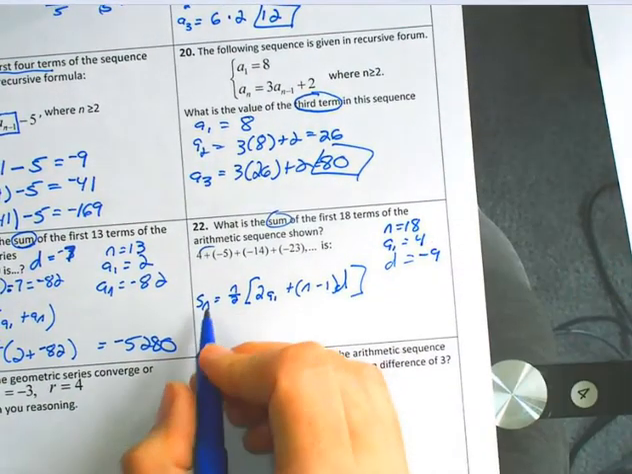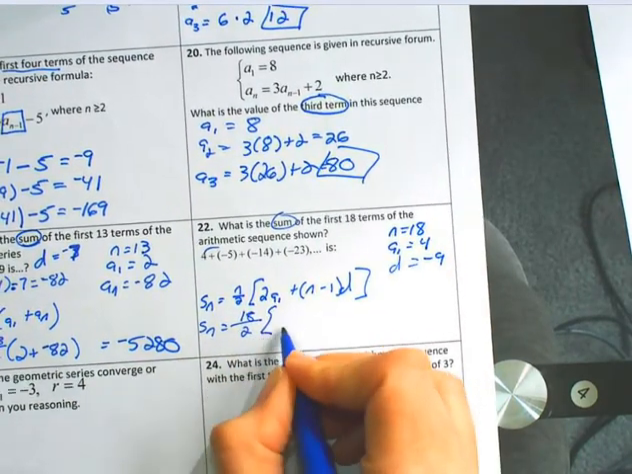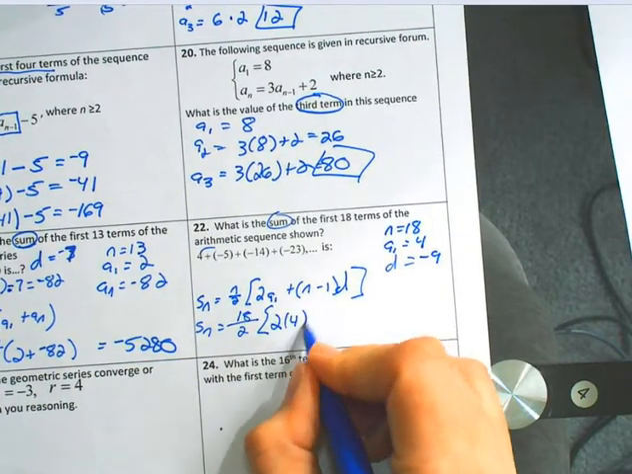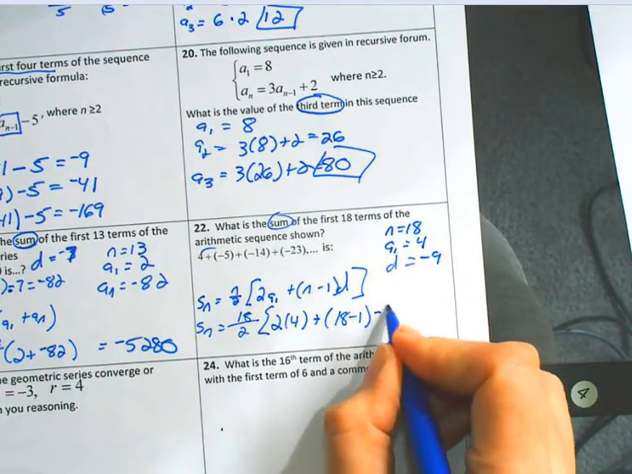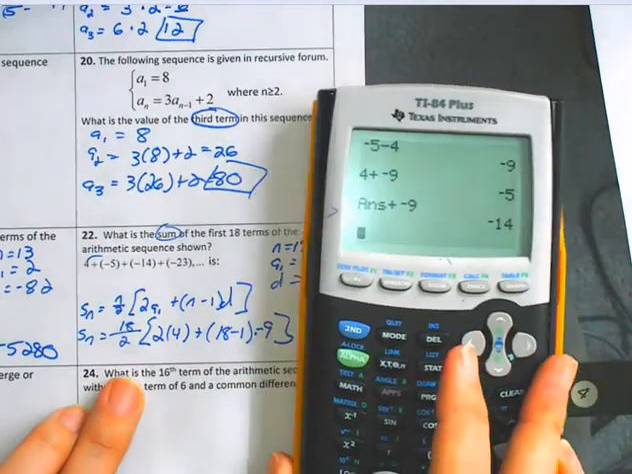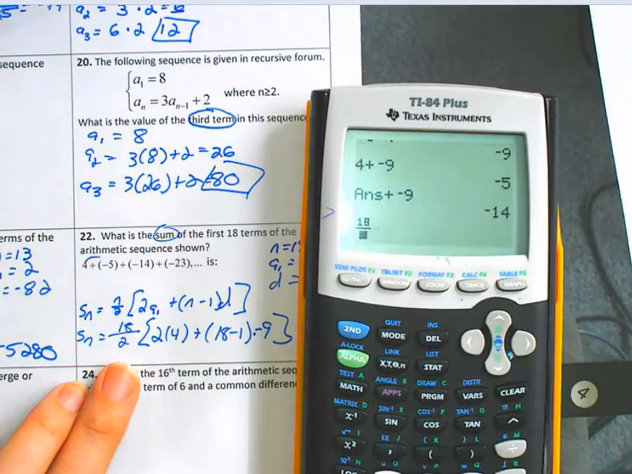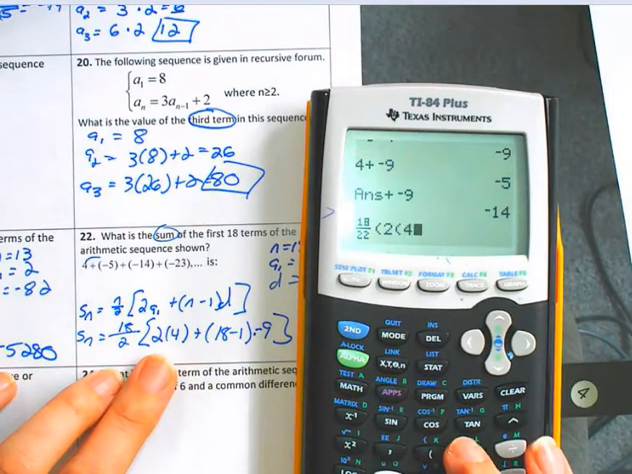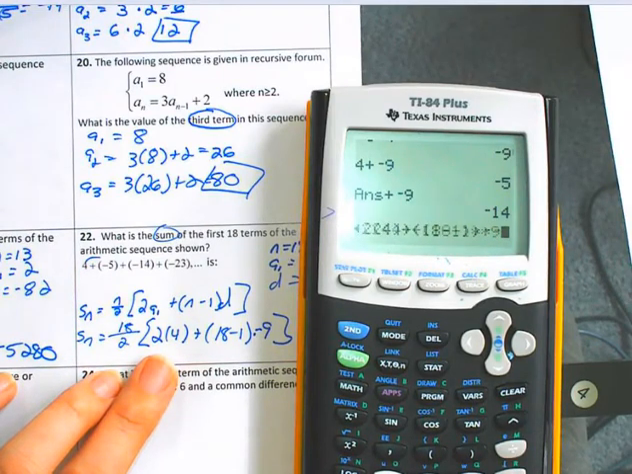So let's plug in. n is 18, so 18 over 2 times 2 times 4 plus 18 minus 1 times negative 9. I'm going to plug that whole thing into the calculator. Alpha y equals 18 over 2 times 2 times 4 plus 18 minus 1 times negative 9.